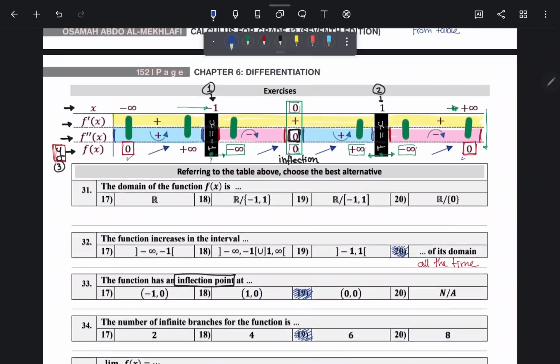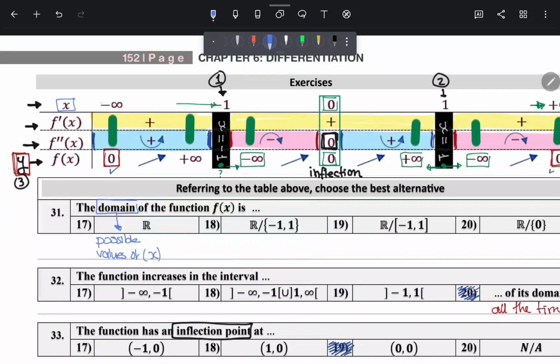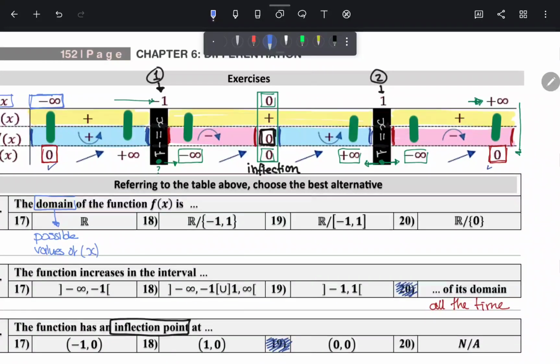Okay, one last thing remains in this table. What is it? It's what we call the domain. And the domain is something easy. Domain. This is its definition: the domain is the possible values of x. Look at x and look at what are the possible values. Where does it start from? Negative infinity. And where does it end? Positive infinity. So the possible values of x are all the real numbers.